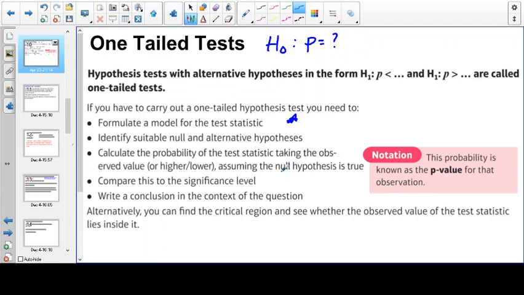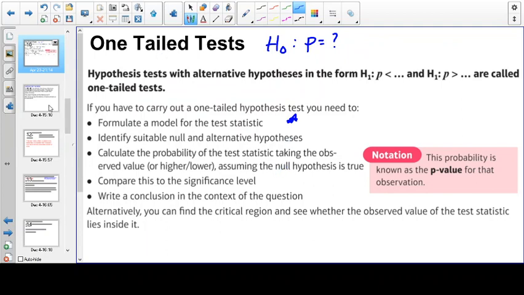test statistic. You'll get a mark for comparing it to a significance level, and then you'll get a mark for a conclusion, and if it's in a context, you'll get an extra mark for the conclusion in a context. Okay, so there's a lot to it, and you need to make sure that you cover all of those things in order to pick up the marks.